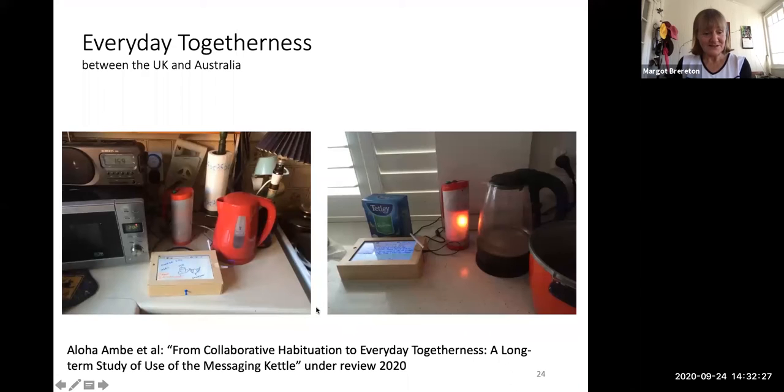And my student Aloha Ambe studied the use of this messaging kettle. We deployed 4 pairs of messaging kettles, and we found that people express this sense of everyday togetherness, that they felt the presence of the other person in their house. Even though all this is of course a signal that the kettle's on. It's one data point, that's all it is, but it opens up a whole lot of meaning and interpretation, because I know, for example, that this is my mother's kitchen. It's the handwriting that I've always seen letters from her in, and so on. So it's a very different way of representing data, and it's representing data so that it can be immediately used and brings more meaning.